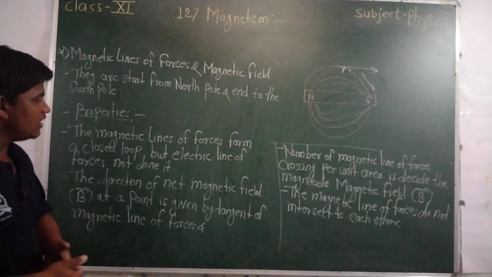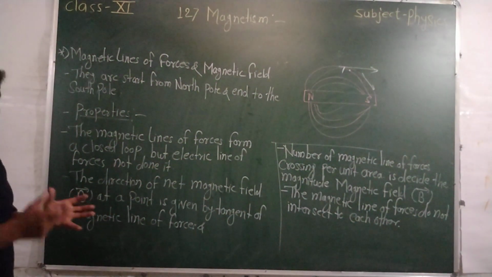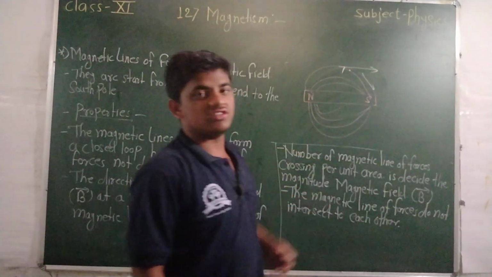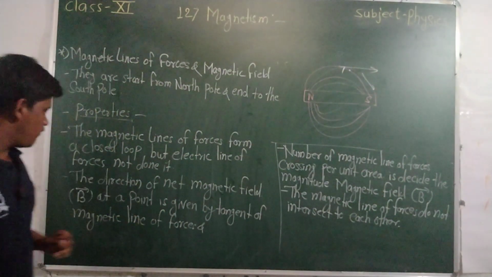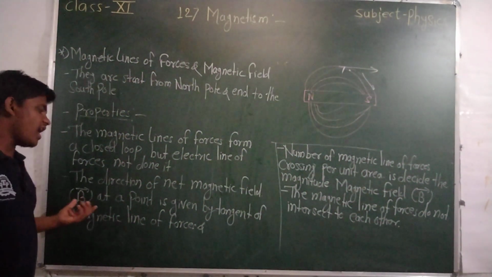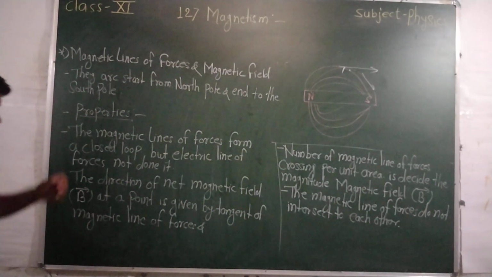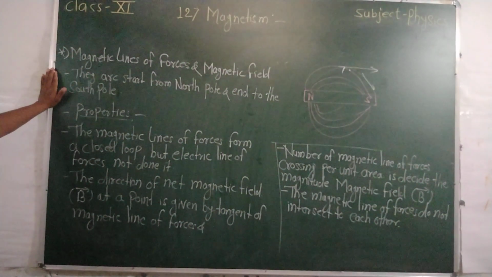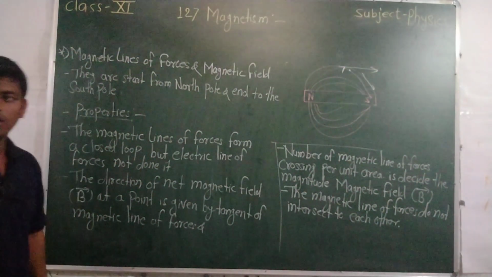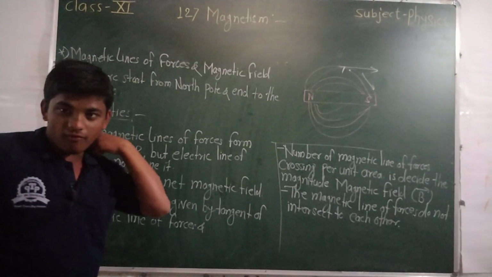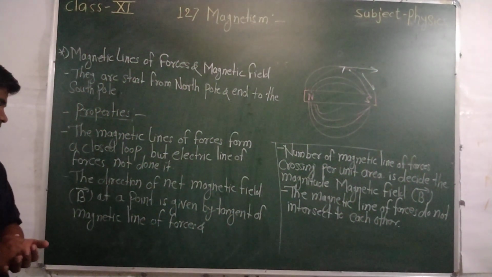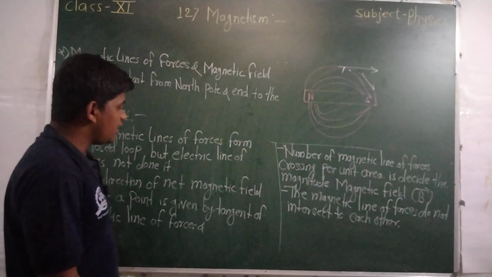In the electric field, the electric lines of force do not do this. They make a closed loop like this; the loop is closed for the electric lines of force. The direction of the net magnetic field, that is B bar, at any point is given by the tangent to the line of force, and it gives the direction of the magnetic field at that point. This is all about the second property.